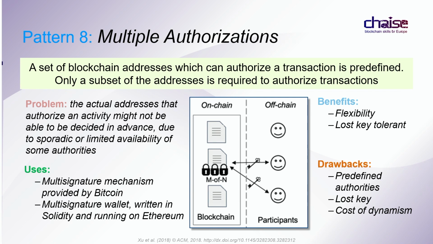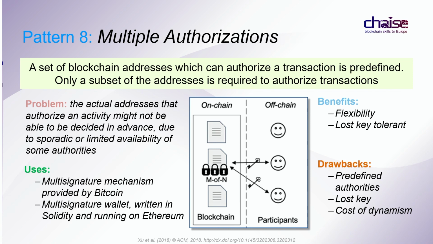Problem: the actual addresses that authorize an activity might not be decidable in advance due to the availability of some authorities. Solution: on the Bitcoin blockchain, a multi-signature mechanism can be used to require one or more private keys to authorize a blockchain transaction. In Ethereum, a smart contract can mimic the multi-signature mechanism. More flexibly, an M of n multi-signature can be used to define that M out of n private keys are required to authorize the transaction.